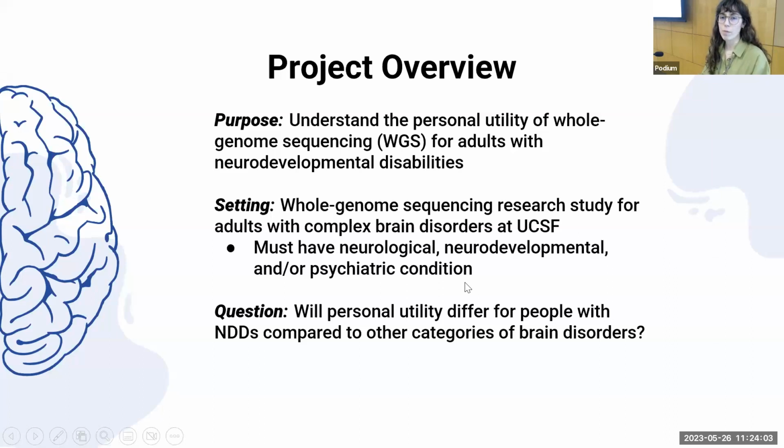So the purpose of my project, as the name implies, is to understand the personal utility of a specific kind of genetic test, which is called whole genome sequencing, and I'll define in a minute, for adults who have neurodevelopmental disabilities. The setting of this project is a large research study that was done at UCSF for adults who have neurodevelopmental conditions, neurological conditions, psychiatric conditions, and have some interplay between these.